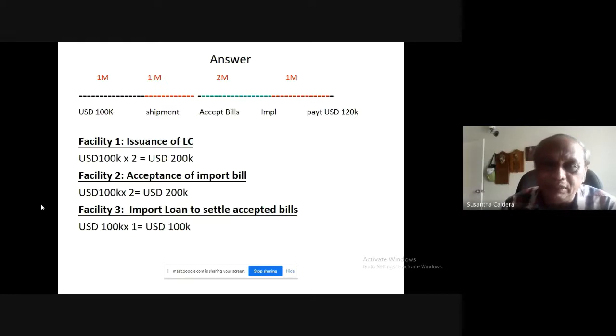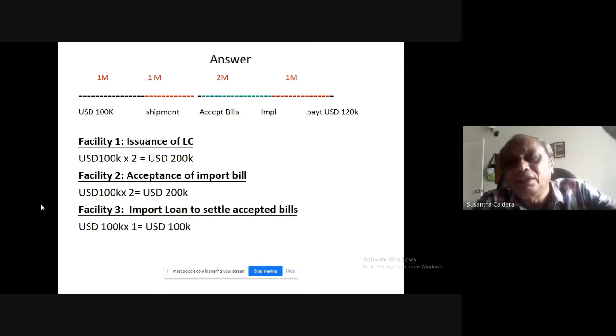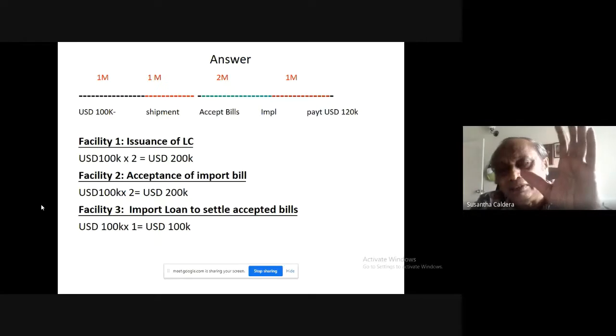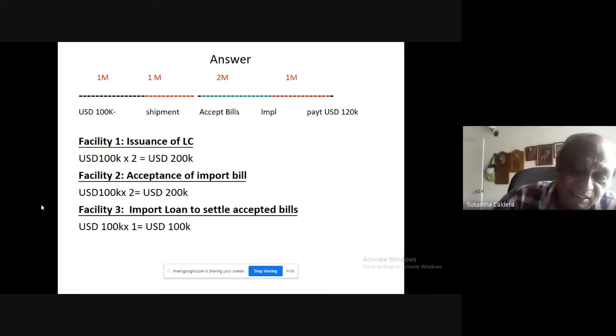Only one import loan. Then once we receive the money, $120 after 1 month, then we will settle the import loan. Then the import loan will also open for the next one. Then the second accepted bill will come. Now we have the import loan facility. A bill එකක් ගෙවලා දැම්මා. That is why we said revolving facilities, right?